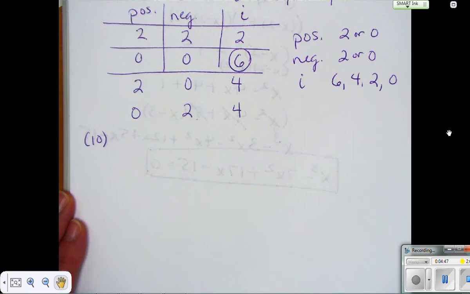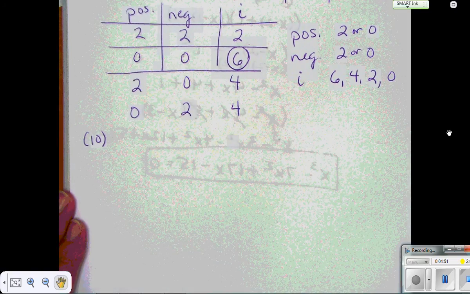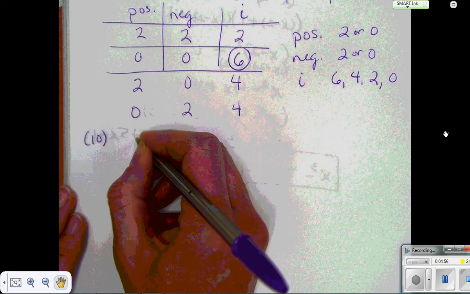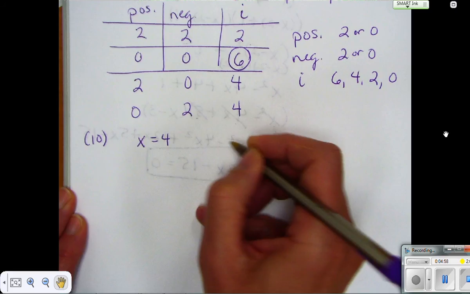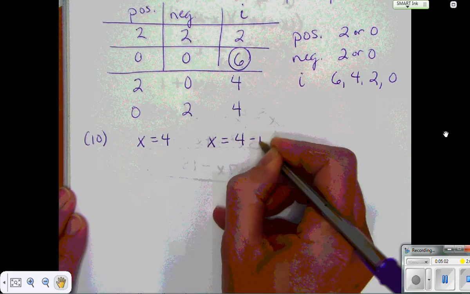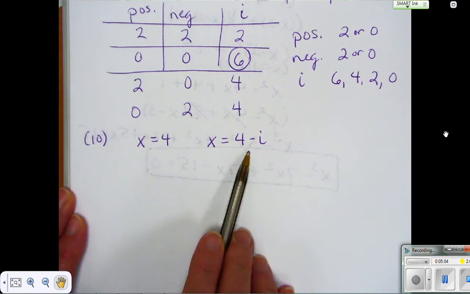It says write a polynomial function with least degree and integral coefficients whose zeros include the following. Number 10, they give you 4 as a root, so x equals 4, and 4 minus i is a root, so x equals 4 minus i. So you had a real root and an imaginary root.